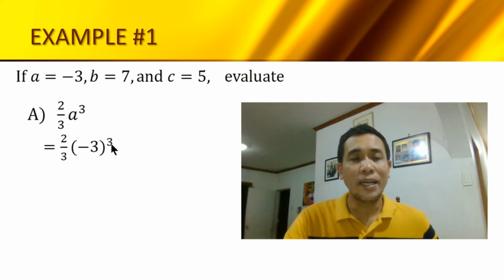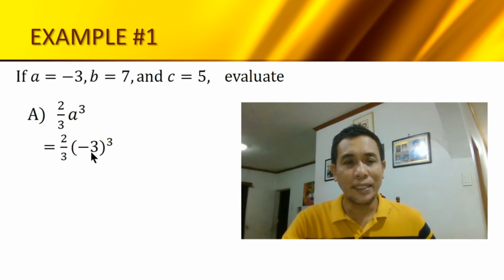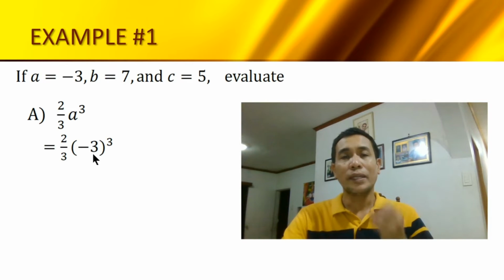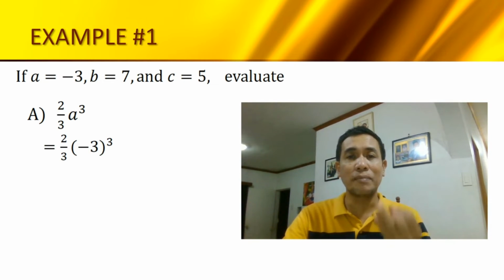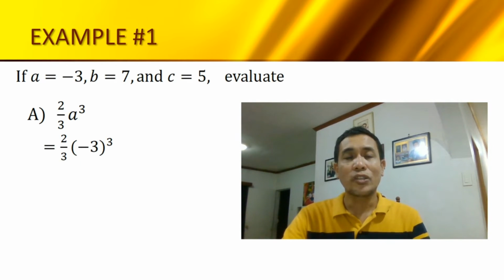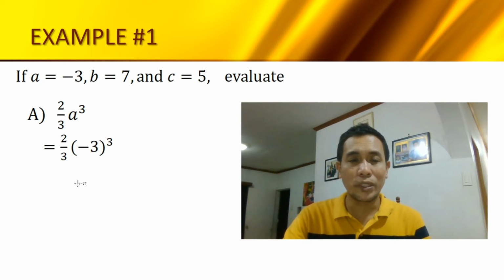Okay. Class, ang 3 nga na siya, exponent na siya ang tawag. And then, ang negative 3 base. Ang exponent will tell us how many times we are going to multiply the base. So, ang base natin dito is negative 3, meaning katatlo ta siya i-multiply. Negative 3 times negative 3, positive 9 times negative 3, negative 27. So, negative 27 times 2/3.